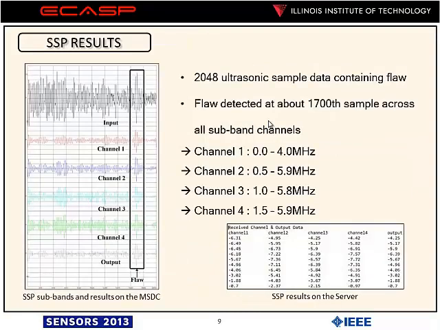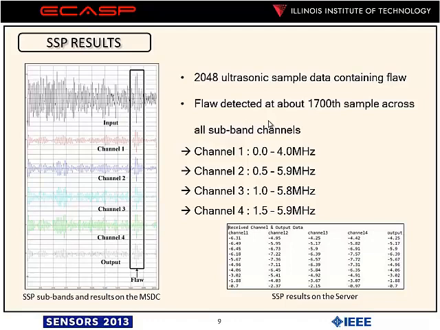So this is the output of the SSP algorithm on the ultrasonic data. As you can see, we have 4 sub-channels, and those are the scattering noises, but you can see the flaw right there is dominant. Then in the output, it runs that post-processing algorithm, and it will detect a flaw. And this captured data is actually a screenshot of my phone.